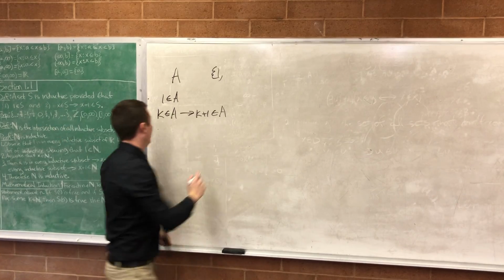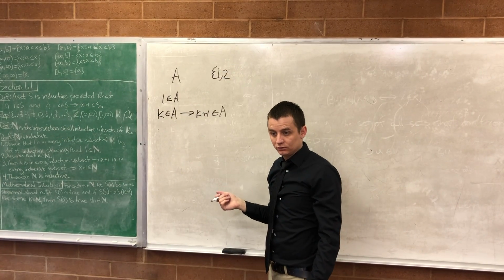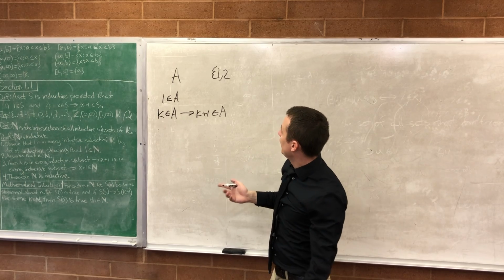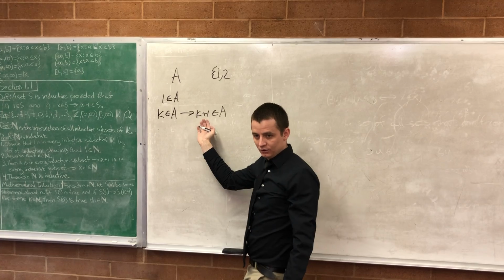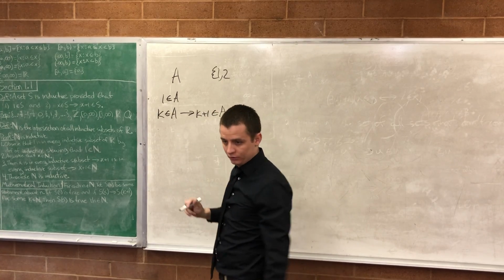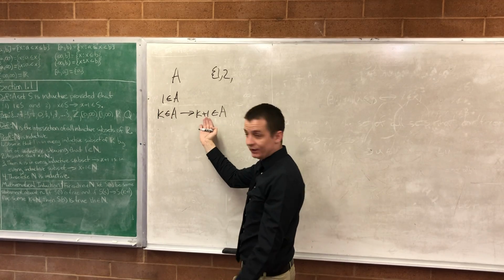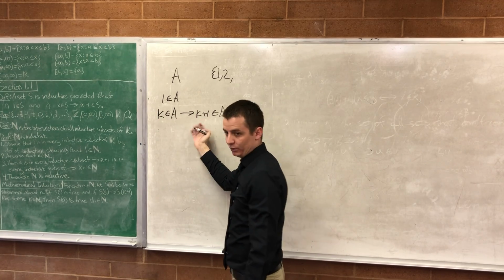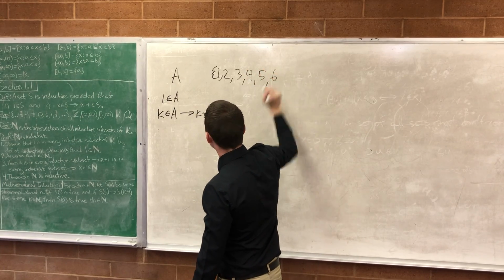So you know that 2 is in A, but we haven't defined 2. You know that 1's in A, and you know that means 1 plus 1 is in A, and we'll write that symbol as 2. And you know that 1 plus 1 plus 1 is in A. Since 1 plus 1 is in A, 1 plus 1 plus 1 is in A, or 3 is in A. And so you know that 4 is in A, and 5, and 6.